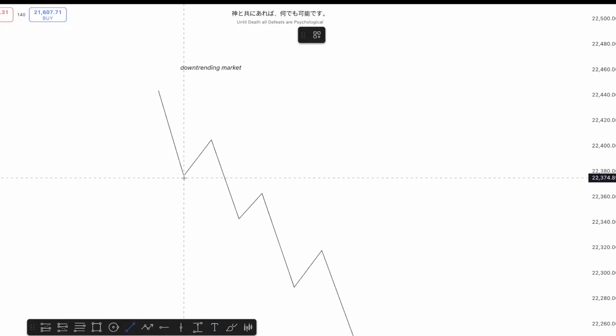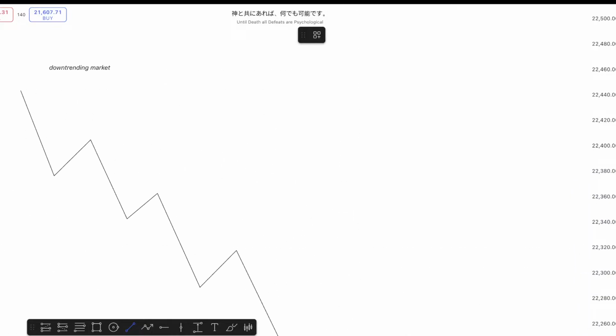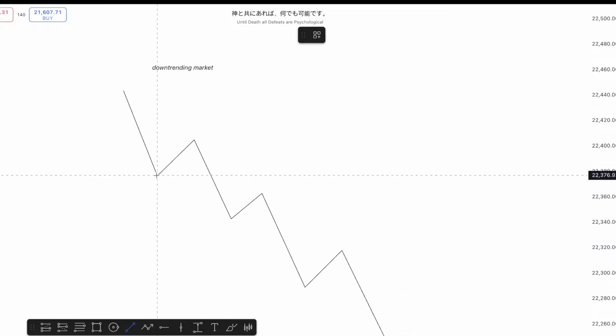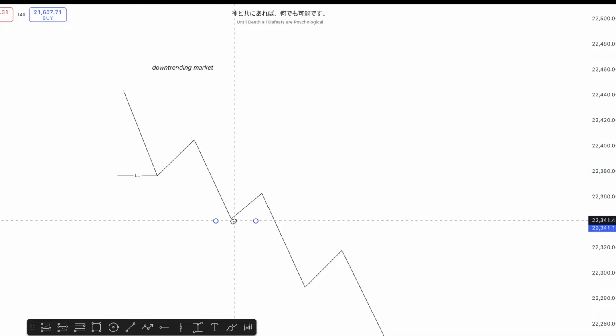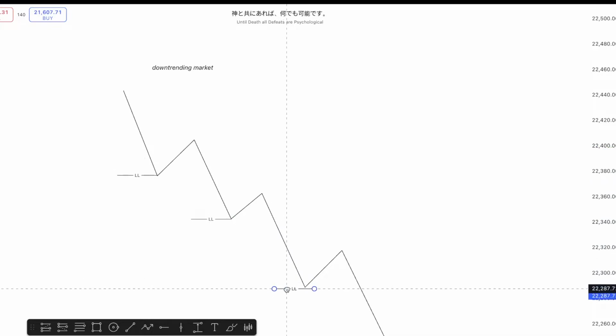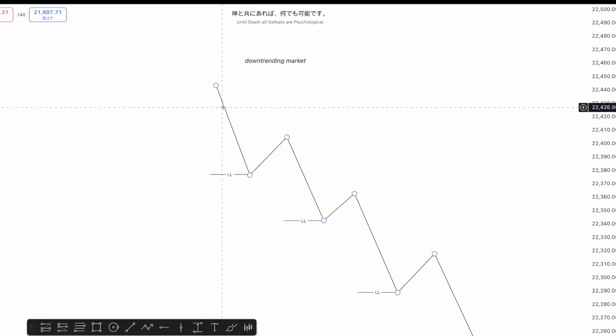Except in a bearish market, we're going to be focusing on each low that is created, okay? Because we're downtrending. So when we create a new low, this is going to be called a lower low. Okay, lower low. Here is the new low created. Here's another lower low. And here's a new low created right here. So we are creating lower low market structure.